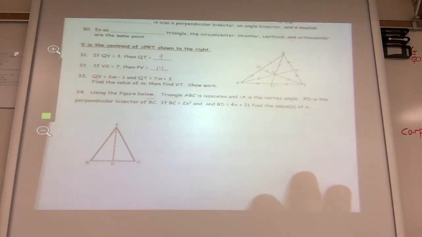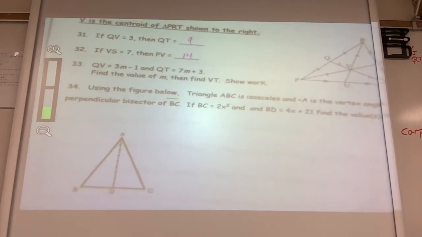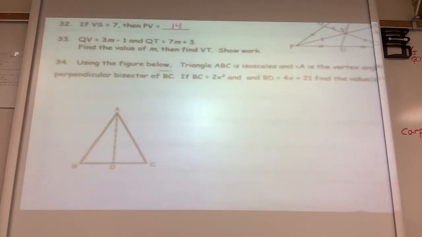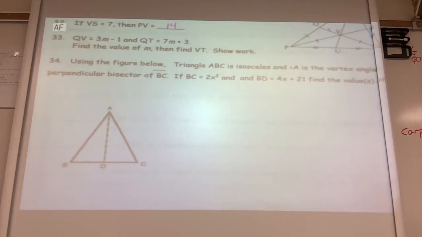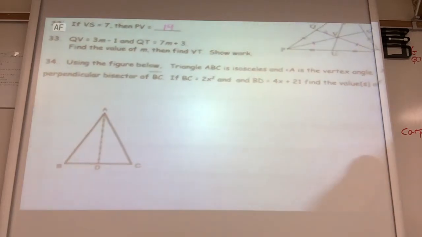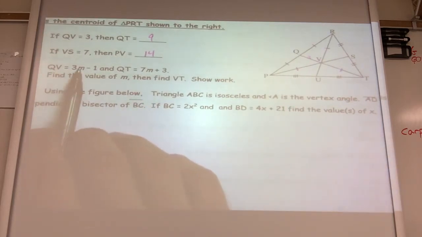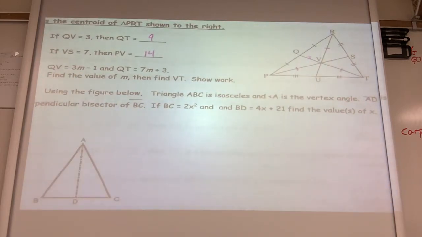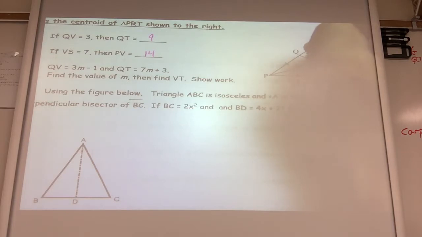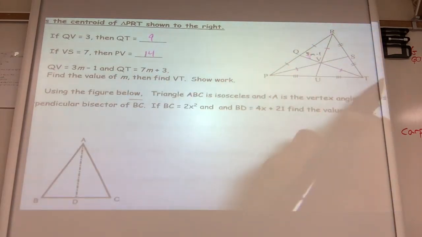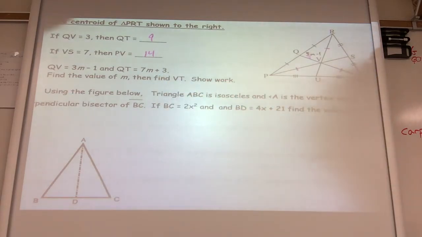All right. Let's see, what does the next one say? Ooh, that one's kind of nasty. See if we can do it real quick. All right, QV is 3m minus 1. How many of you actually answered this? Q to V is 3m minus 1. And then Q to T, the distance all the way across, is 7m plus 3.